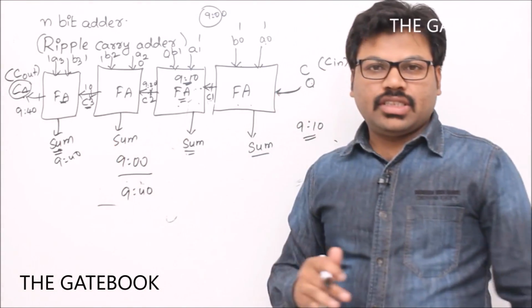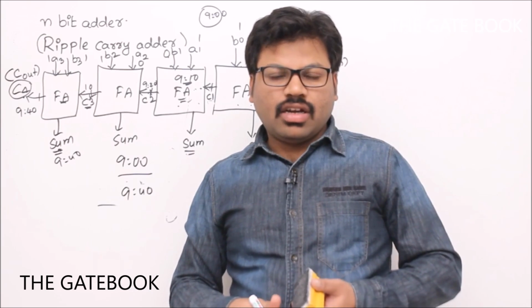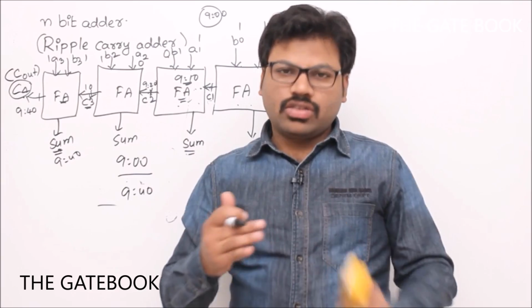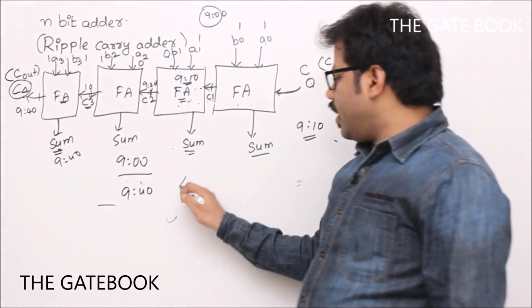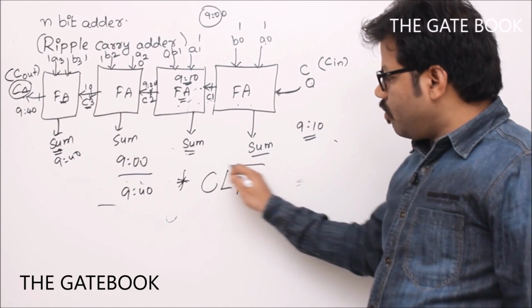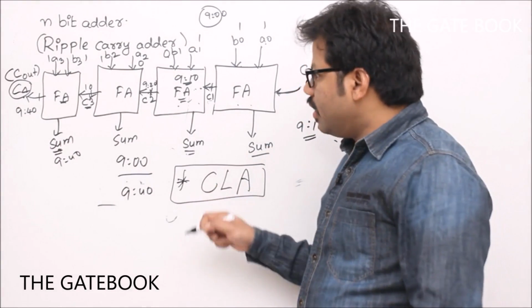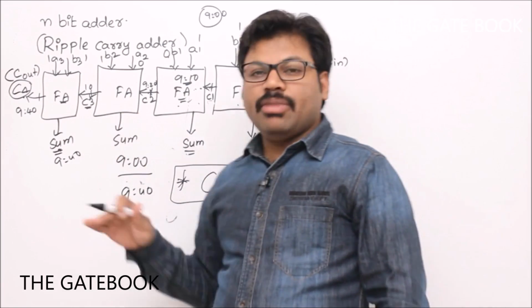Can we do any optimization? Already I told you, studying CO is nothing but optimizing things, optimizing the circuits, optimizing everything wherever it is possible. So here we can optimize it. For that, we are going to study an adder called the carry look ahead adder, CLA, okay? That I will be teaching you. The carry look ahead adder doesn't require this kind of structure, so the delay will be minimized.